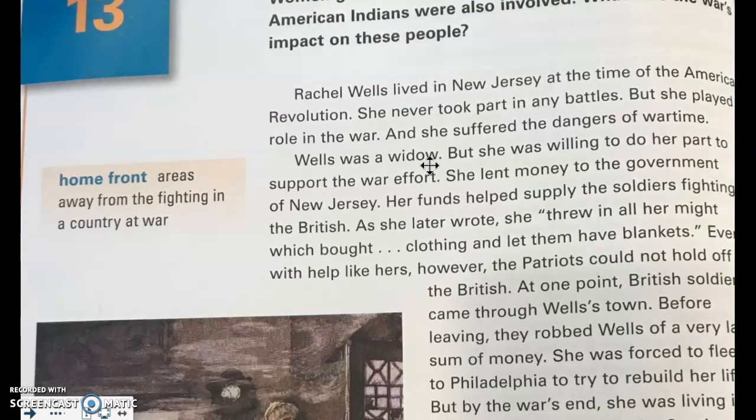And then the vocabulary word we have to the left is home front. Areas away from the fighting in a country at war.